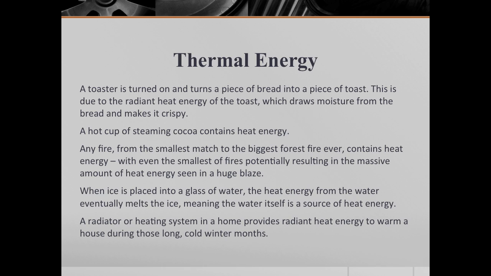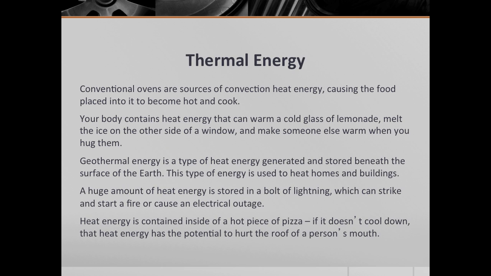When ice is placed into a glass of water, the heat energy of the water eventually melts the ice, meaning the water itself is a source of heat energy. A radiator or heating system in a home provides radiant heat energy to warm a house during those long, cold winter months. Conventional ovens are sources of convection heat energy, causing the food placed into it to become hot and cook.